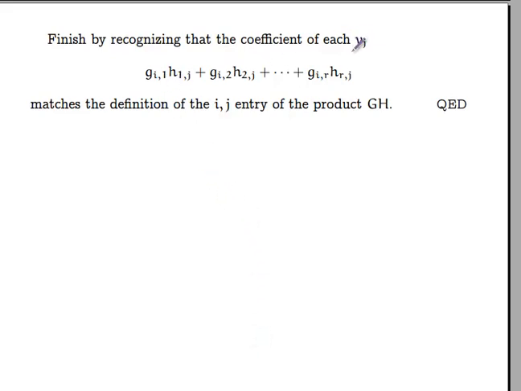Recognize that the coefficient of each vj, here's row i, column j, first entry, row i, column j, and so on, we have the ij entry of the product GH. And the proof is complete.